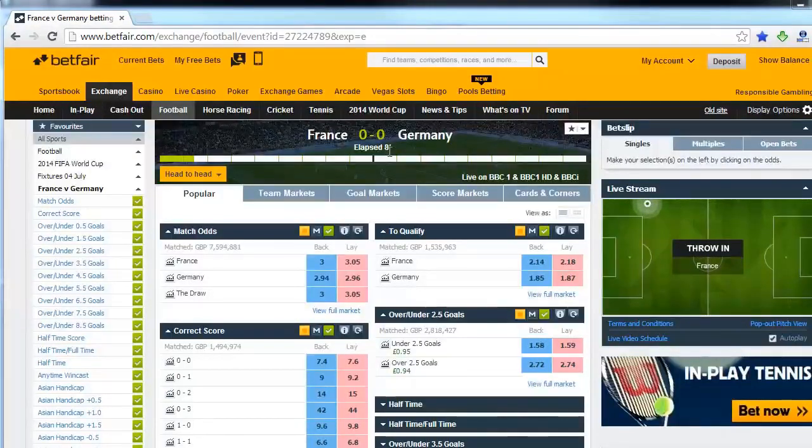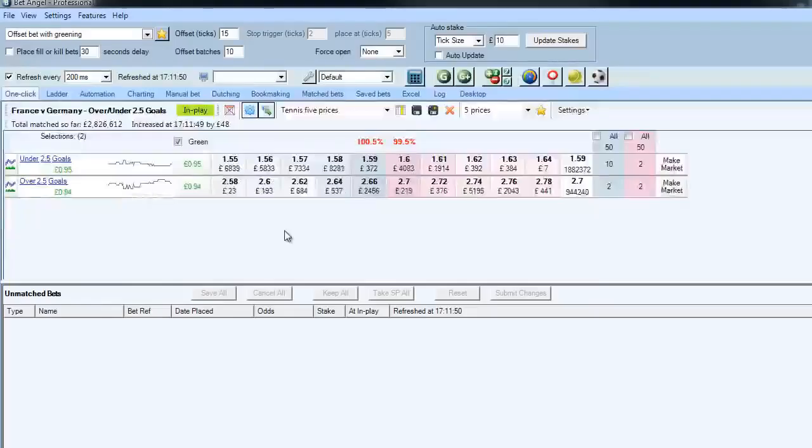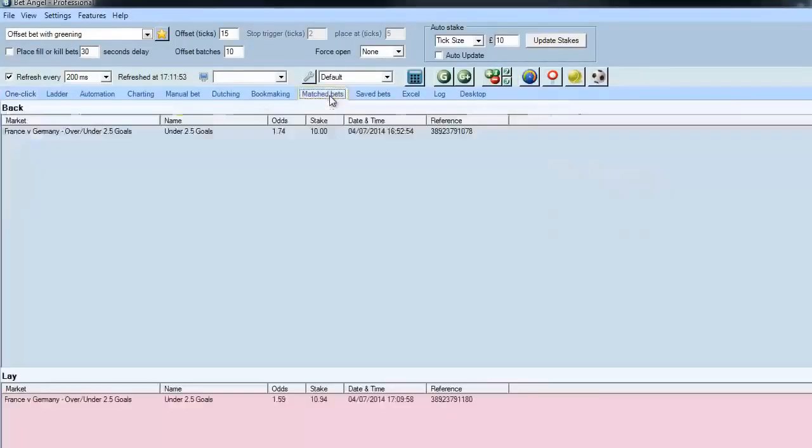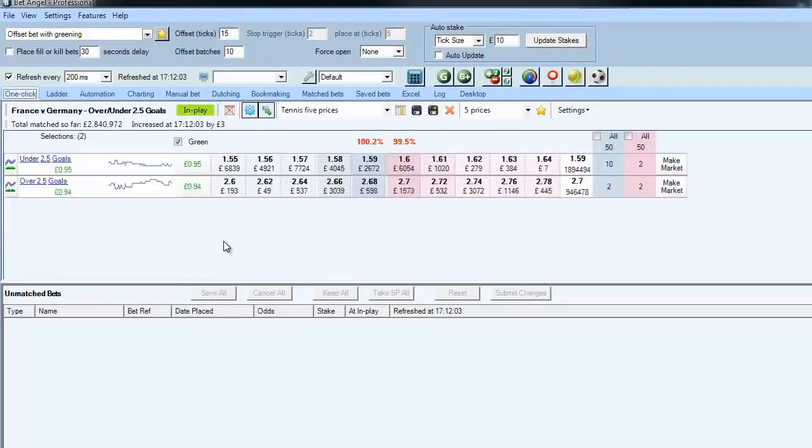So we're 8 minutes in, and what you can see is that actually we've got an equal profit on both the over and under 2.5 goal market. If you look in BetAngel, you can see that we placed the back bet at 1.74. BetAngel offset it to 1.59, and the result of that is that we are now all green. So from this particular stage, you can see we've cashed out for a pound.